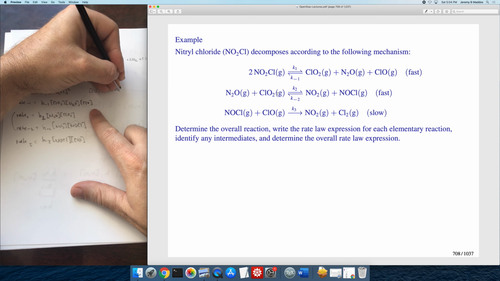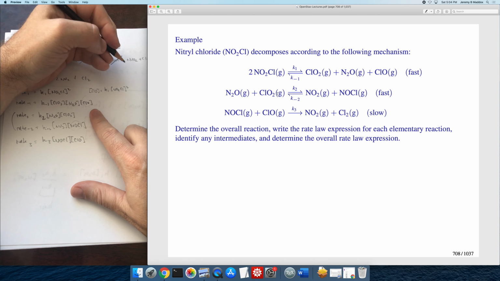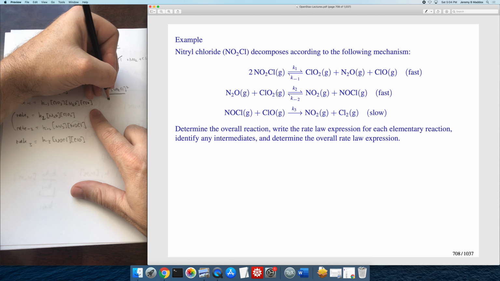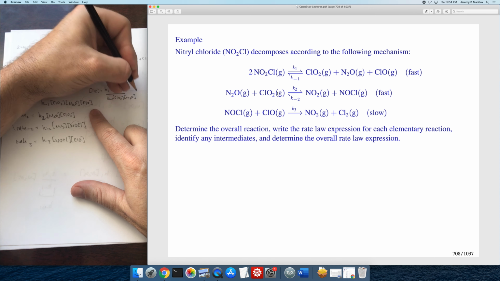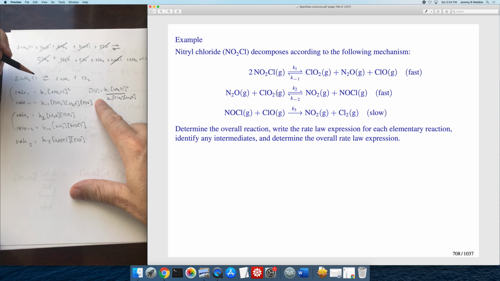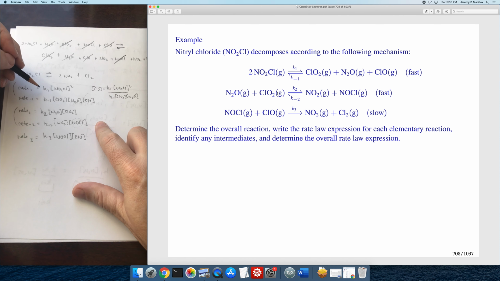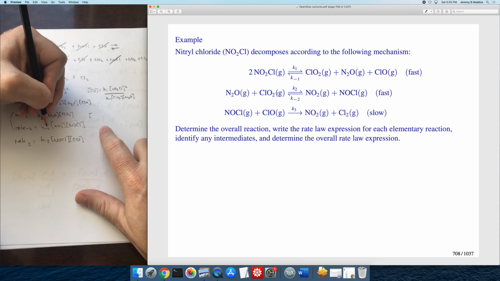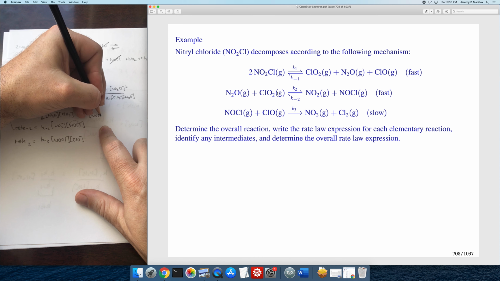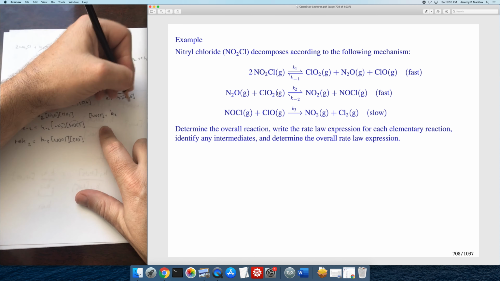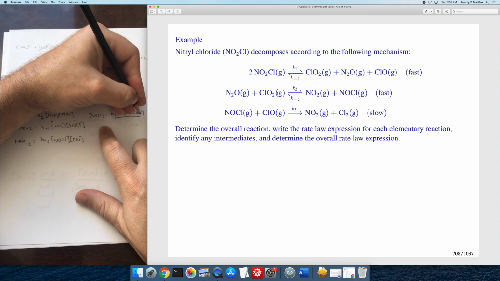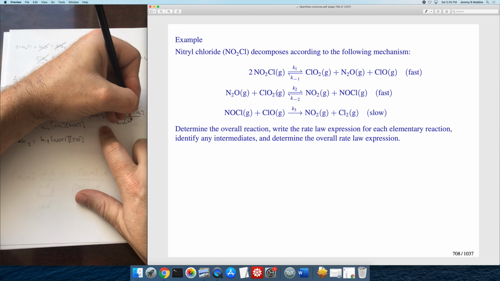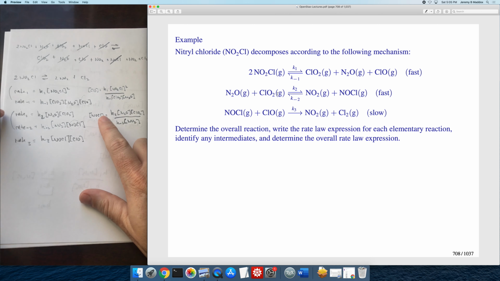K1 NO2Cl squared over K minus 1 ClO2 times NO. Okay, so that's the pre-equilibrium expression for this intermediate. You can do the same thing here. Set this equal to that, solve for the NOCl. Okay, that's the pre-equilibrium expression for that intermediate.